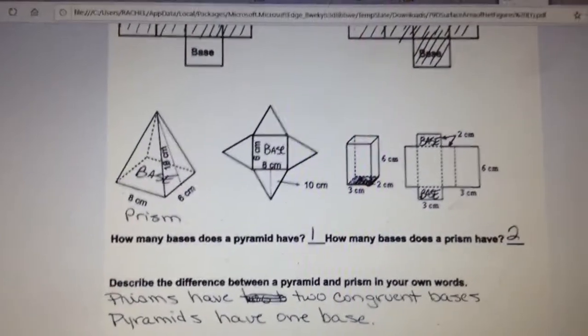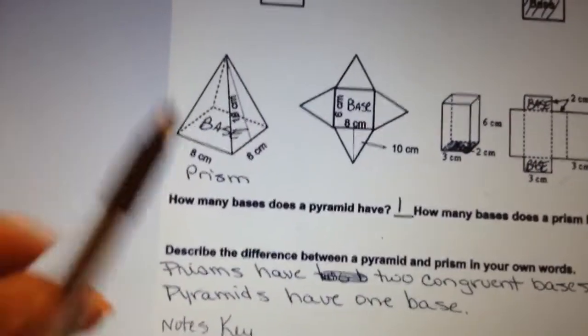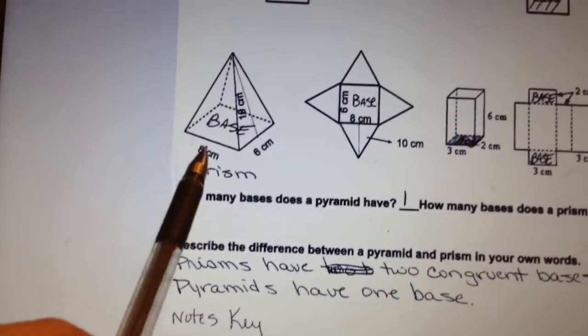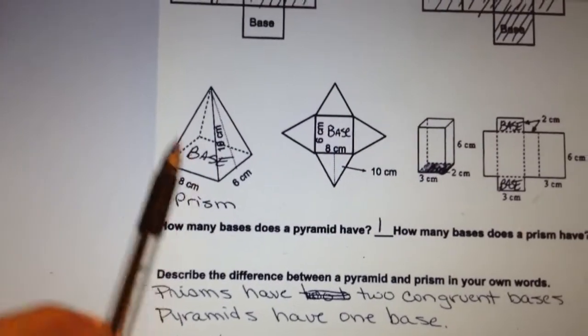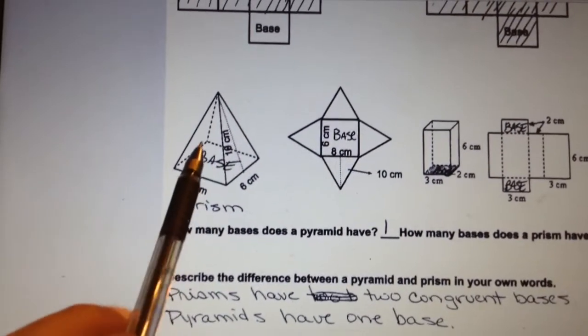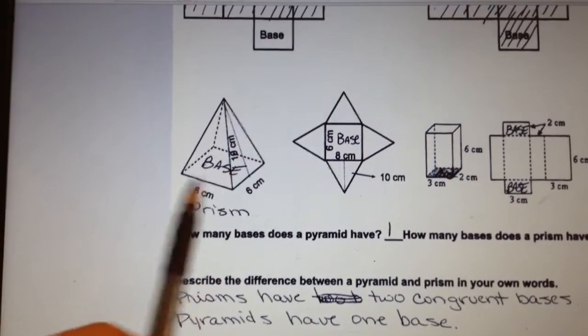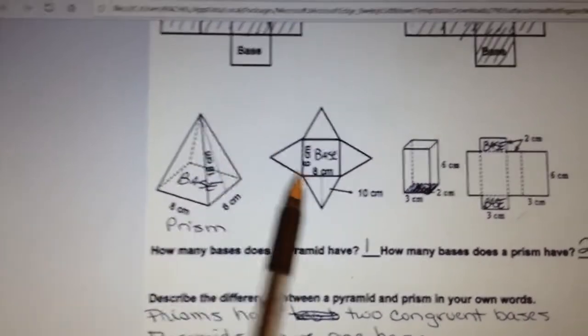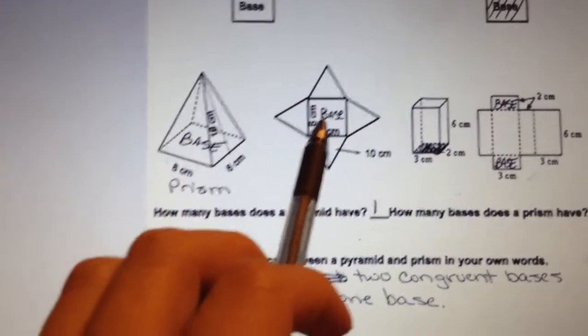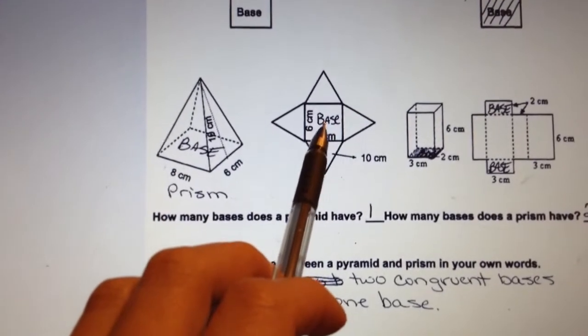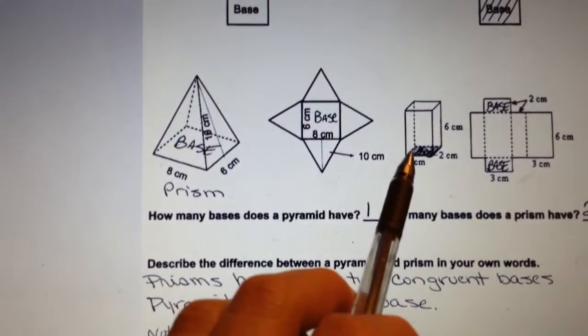Next, let's look at this 3D figure here. Right here we have a square pyramid, and I would like you to fill in the base. The base is right here at the bottom. The next object, again, I would like you to write the word base. And let's go to the next object.